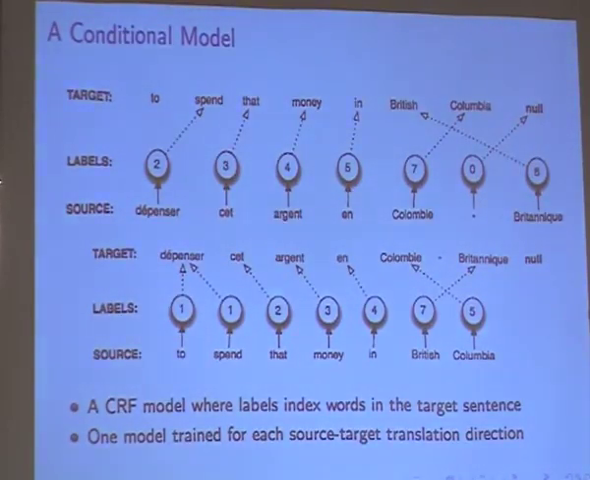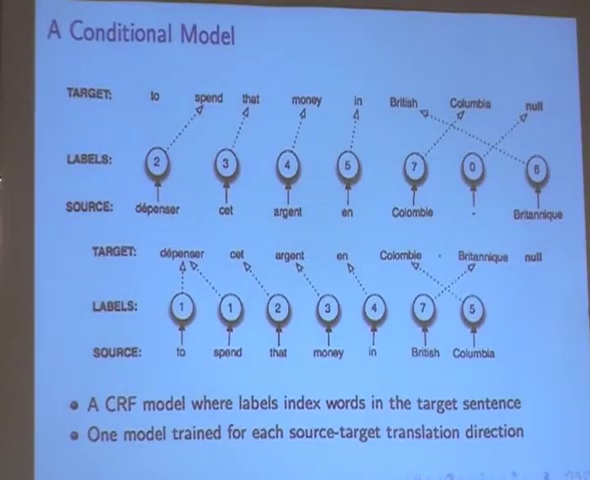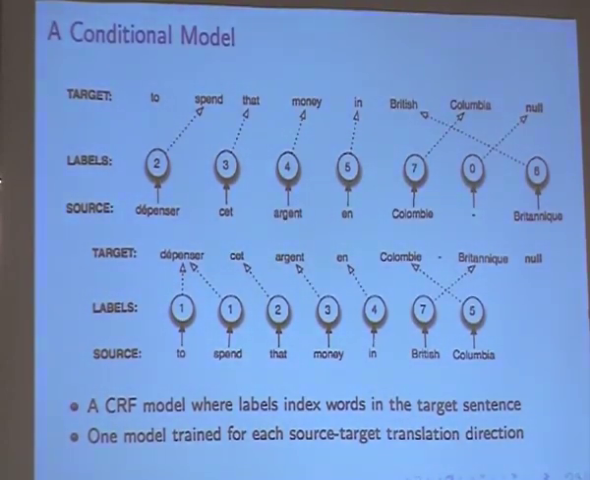So here's a diagrammatic representation of this model and what it's doing. In word-based alignment, we tend to run our models in two directions because they're directional models. So we run them switching the source and target, and then we combine the outputs. So I've shown here on the top one direction and on the bottom the other direction.